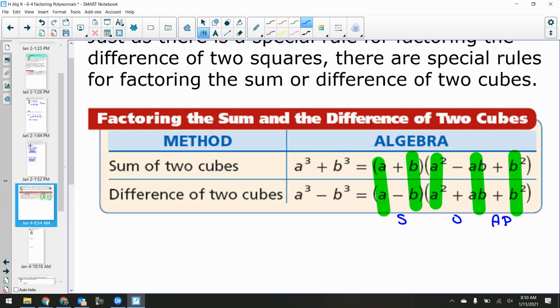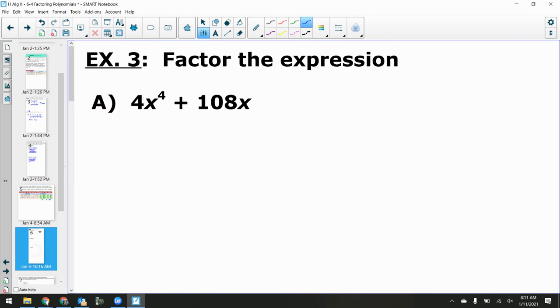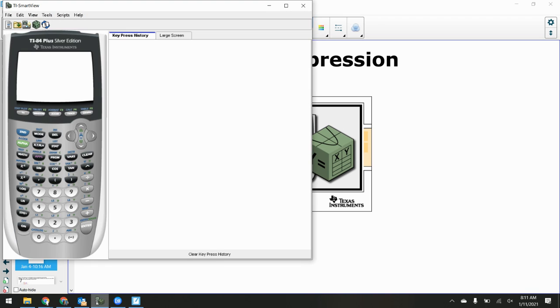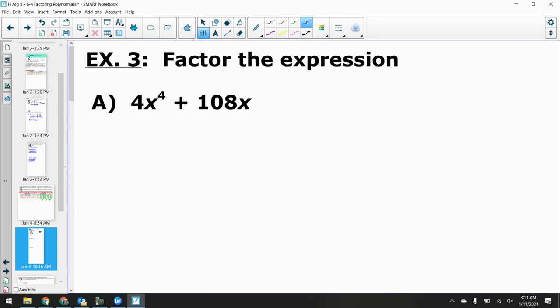So, I don't know, that stuck in my brain. Okay, here we go. Let's try it out. So the first thing I want to do is factor by GCF. That's my first rule. Is 108 divisible by 4? What is it? 27. Ooh, good. That's a good number too. So remove a 4x as a GCF.